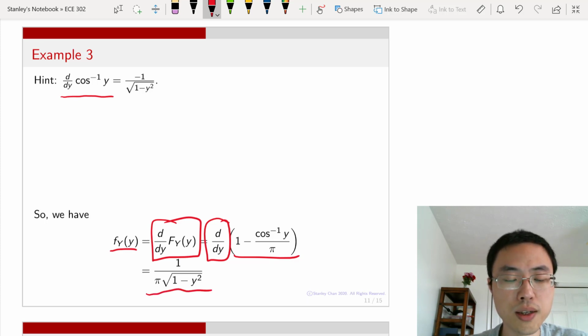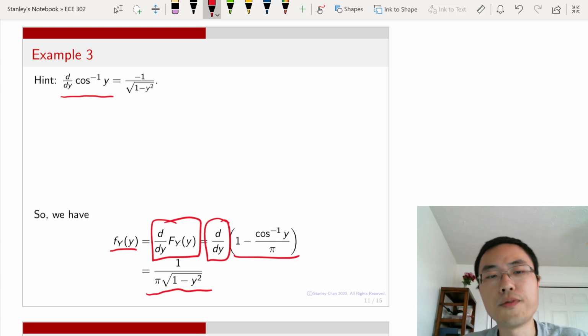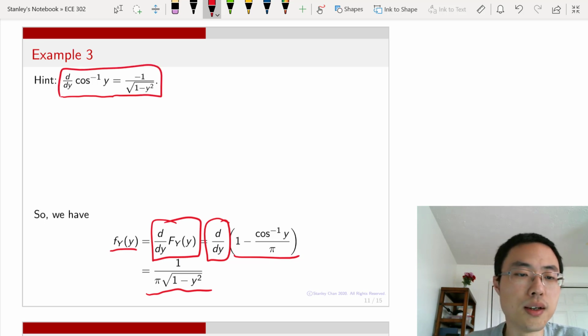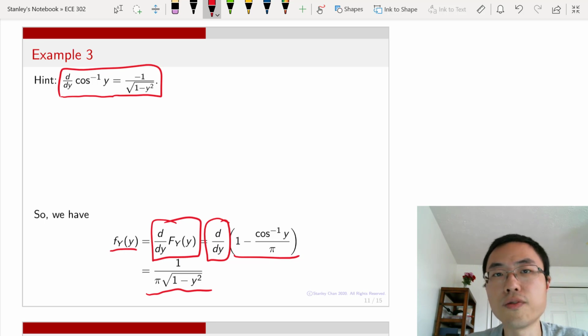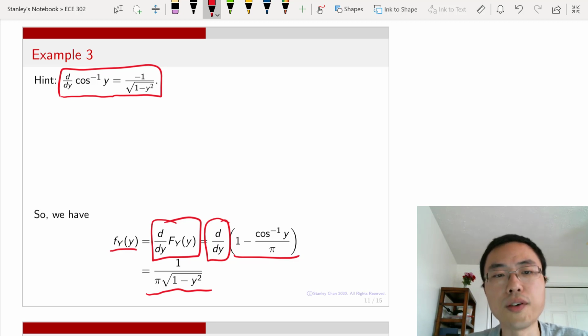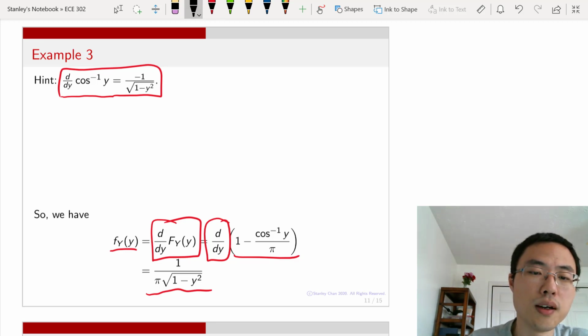So the f_Y of y is given by this. Now, of course, some of you may wonder, how do you ever come to this magical formula that the derivative of cosine inverse of y is given by this formula? Now, this is a calculus problem. It's a very easy calculus problem, which I can explain.